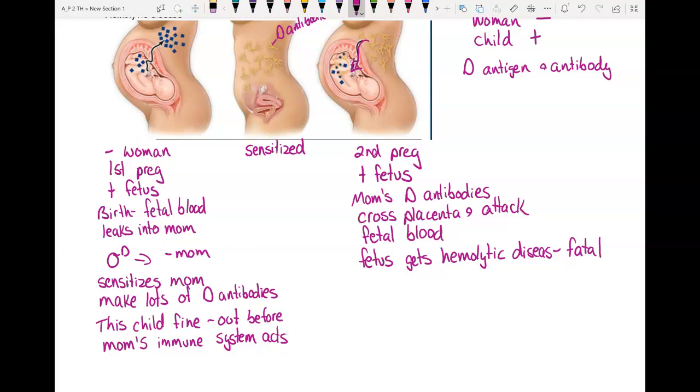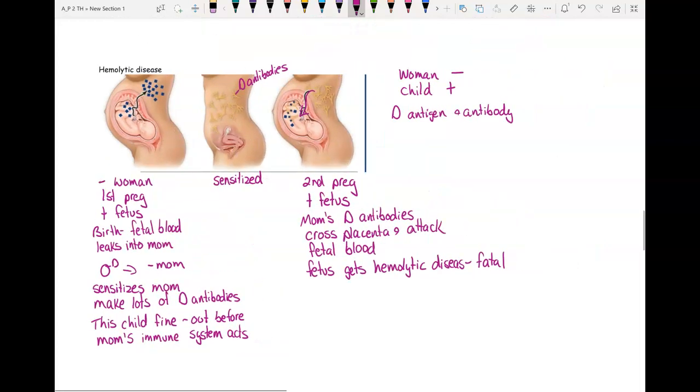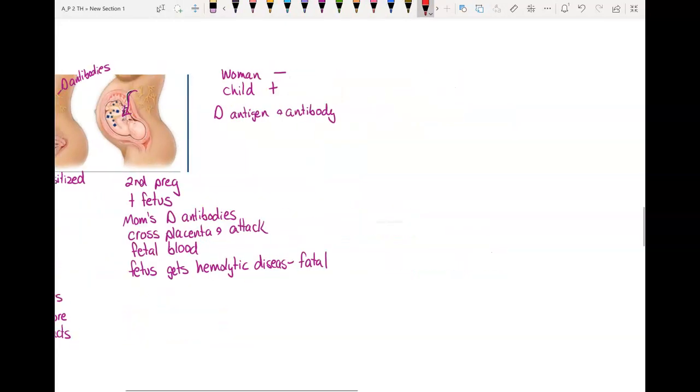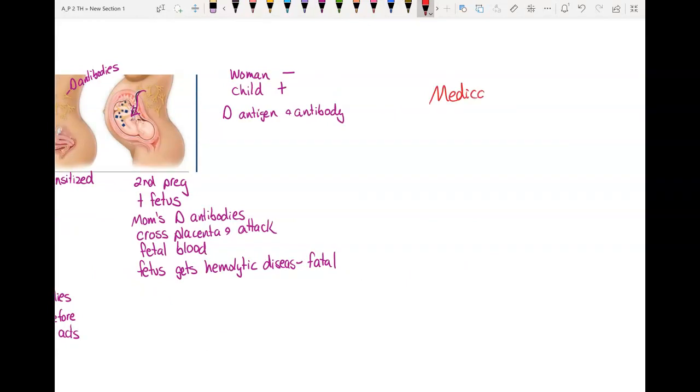So in the old days, before we had medical treatment, if you had a woman who was negative, married a man who was positive, they could have one child. After that, she would probably have miscarriages or stillbirths, unless she had a negative child. So this woman could have a negative child and would be just fine. It's just a negative woman having a positive child that's an issue. So today we do have medical treatment. And that medical treatment is RhoGAM.